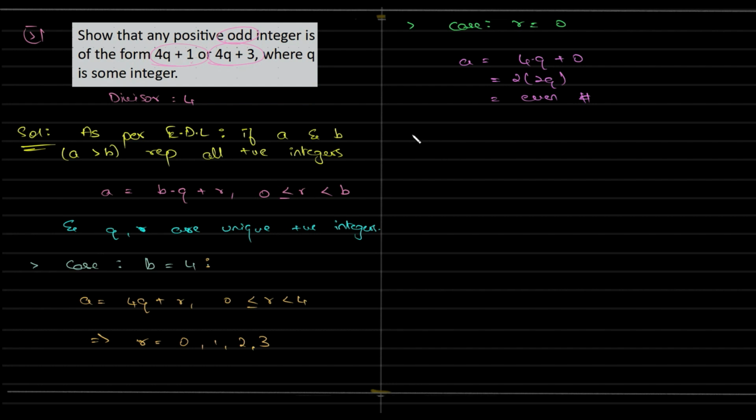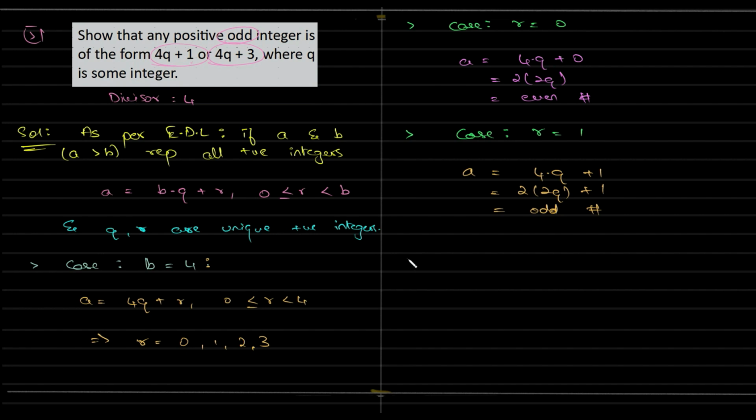Next case, when the remainder is 1. We're just following the different cases, that's all. Don't think too much, just follow the cases and you'll get the answer. A is equal to 4 into q plus 1. 4q can be written as 2 into 2q, plus 1. 2 into anything plus 1 is an odd number, right? And that's the conclusion.